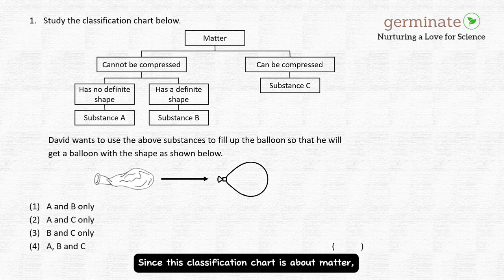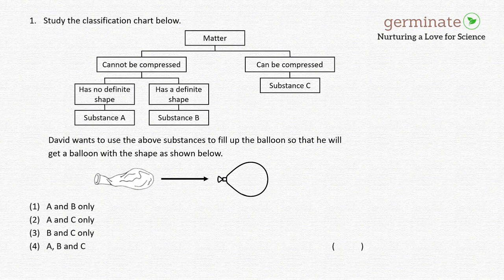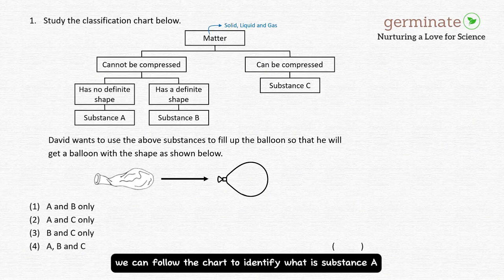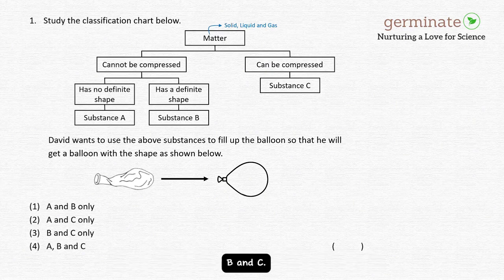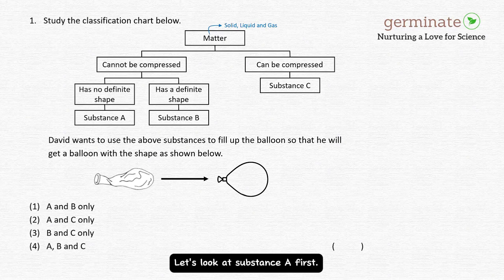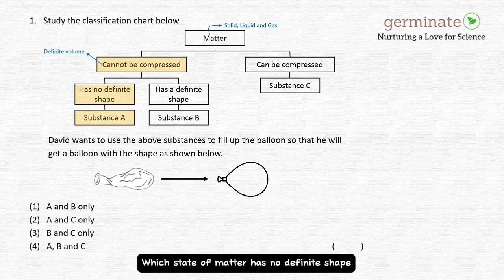Since this classification chart is about matter, can you recall what are the three states of matter? Solid, liquid, and gas. Now, we can follow the chart to identify what is substance A, B, and C. Let's look at substance A first. Substance A has no definite shape and cannot be compressed. Cannot be compressed also means that it has a definite volume. Which state of matter has no definite shape and cannot be compressed? The liquid state. So we can conclude that substance A is a liquid.